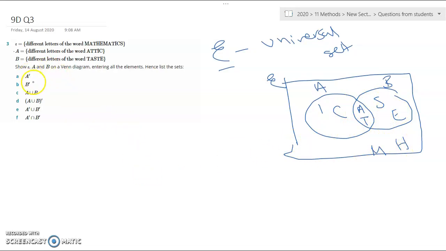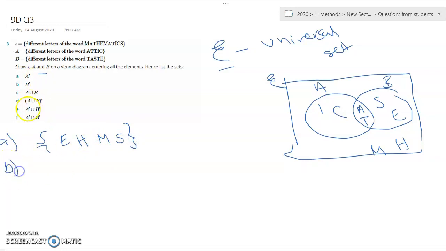All right, so let's have a look. A dash. We know this means the complement of A, or anything that's not A. So we look at A's full circle, and we see outside of that we have S, E, M, and H. So A dash is the set, with our curly brackets because we know our set notation, and it's also common to write it in alphabetical order if you can. So we're going E, H, M, S. That's our set of not A.